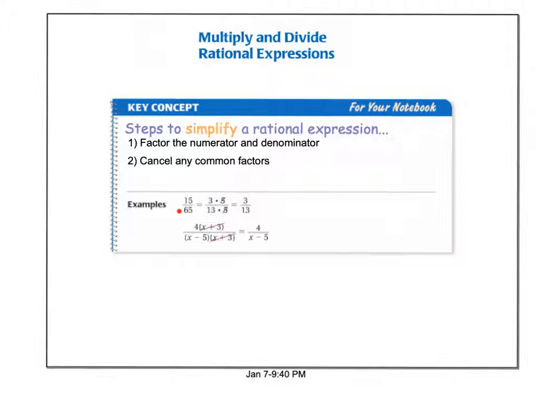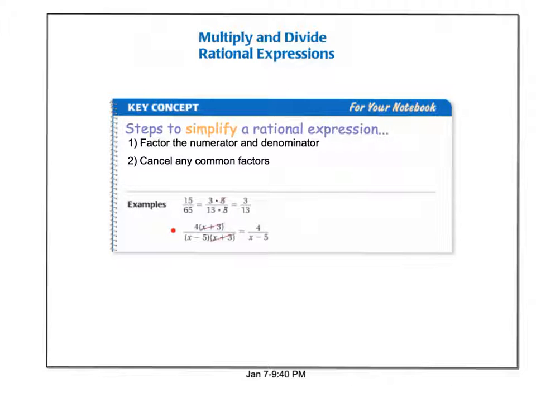You can see in the first example we have 15 over 65. We factored the numerator into 3 times 5, and we factored the denominator into 13 times 5. Notice the 5's cancel, simplifying your fraction to 3/13. The same applies for simplifying rational expressions.